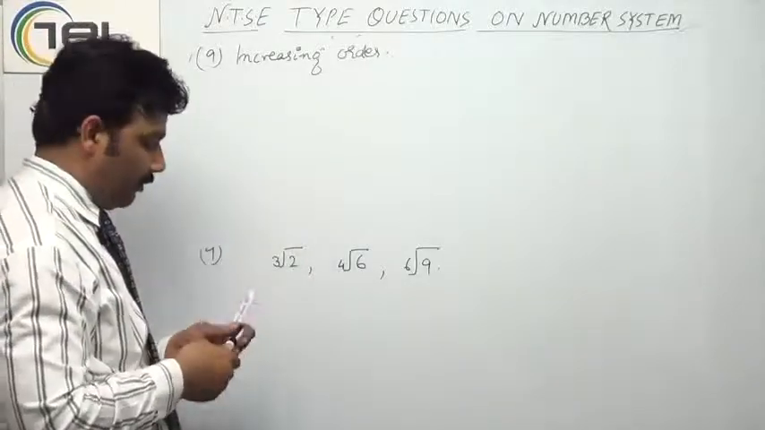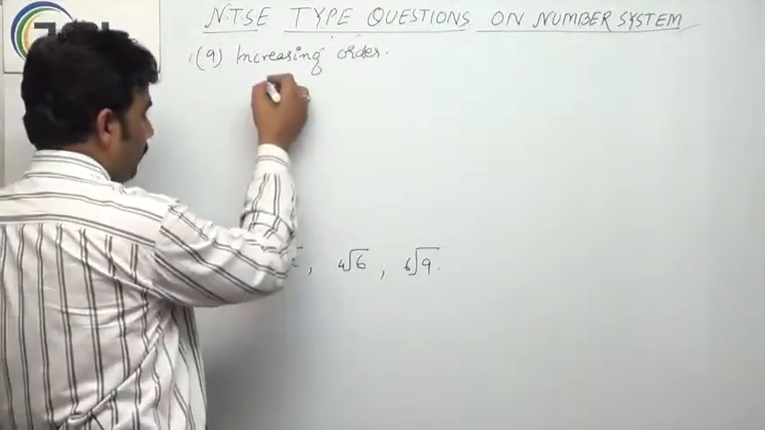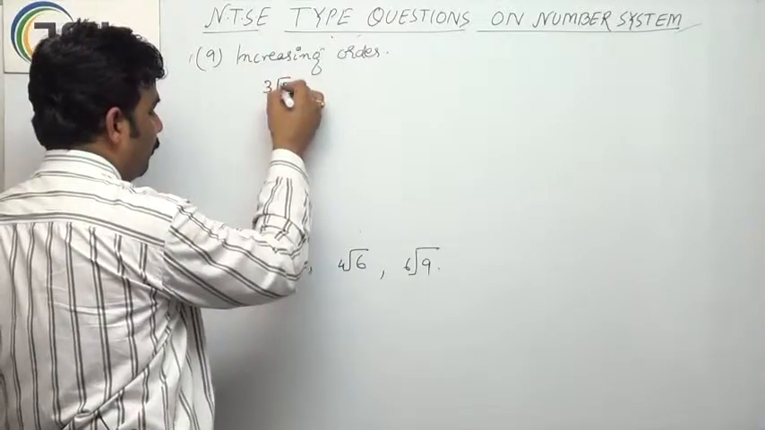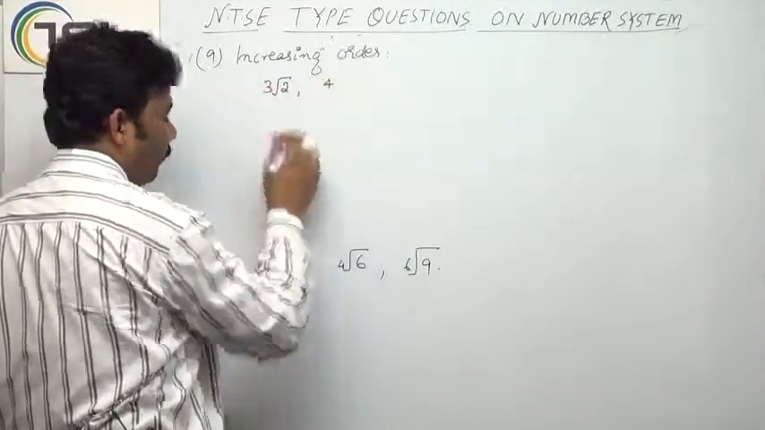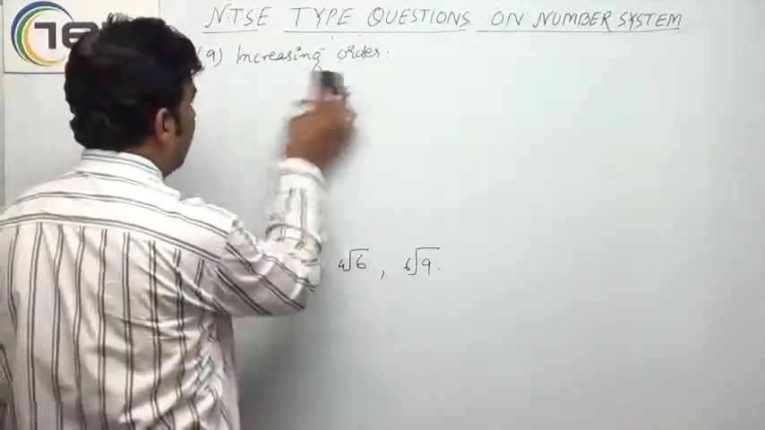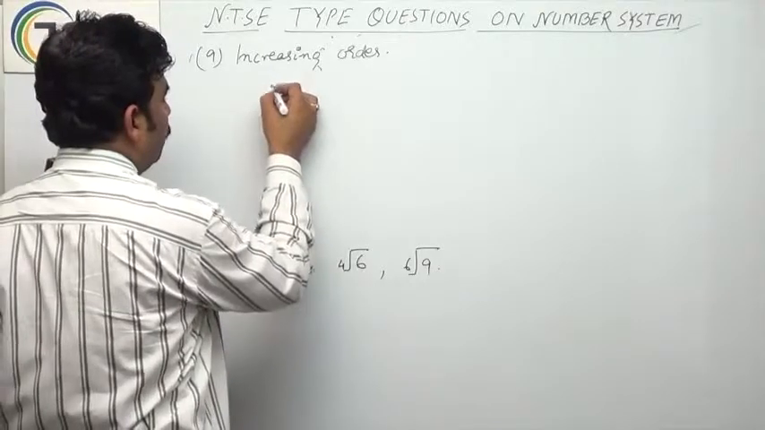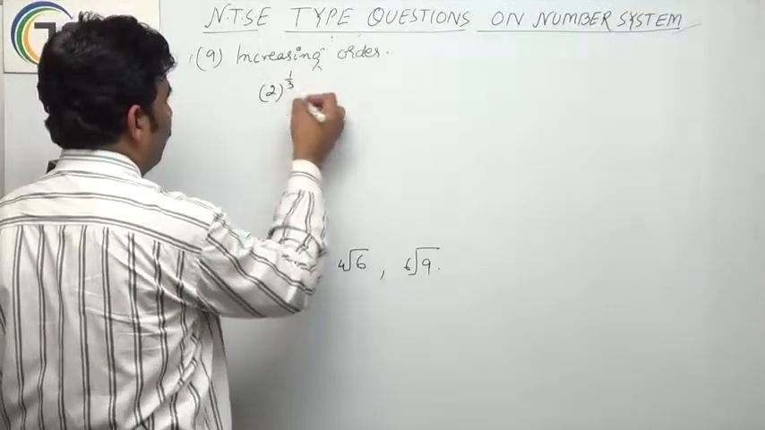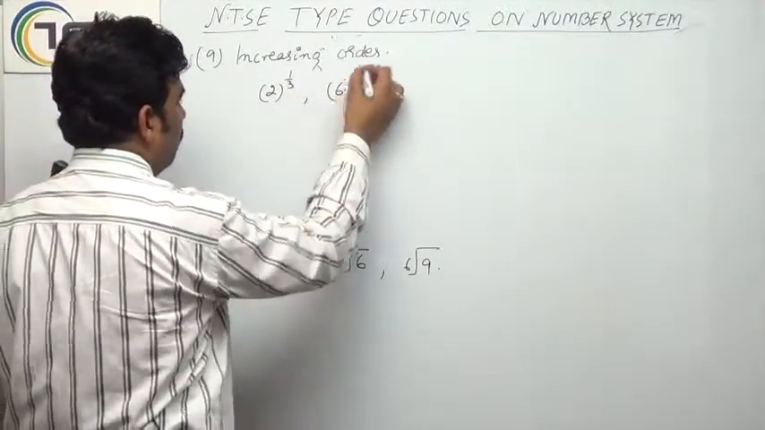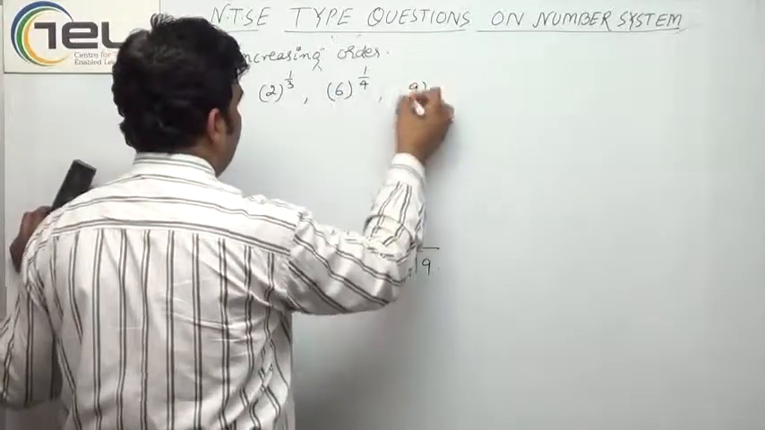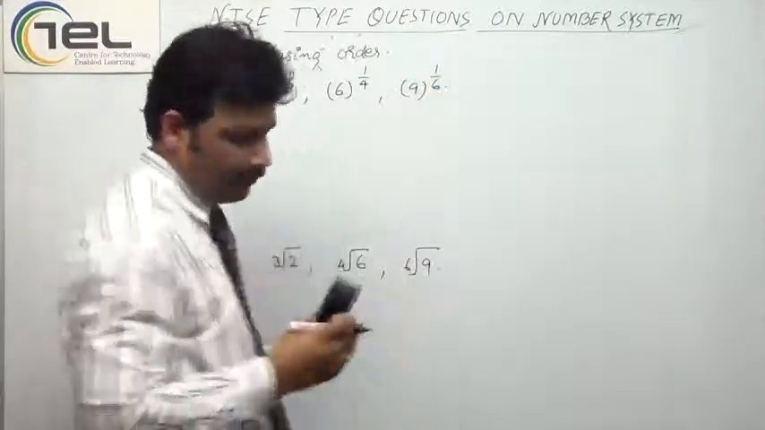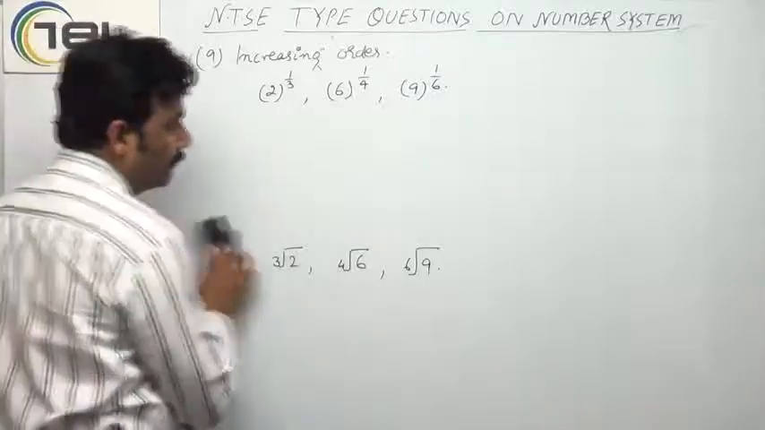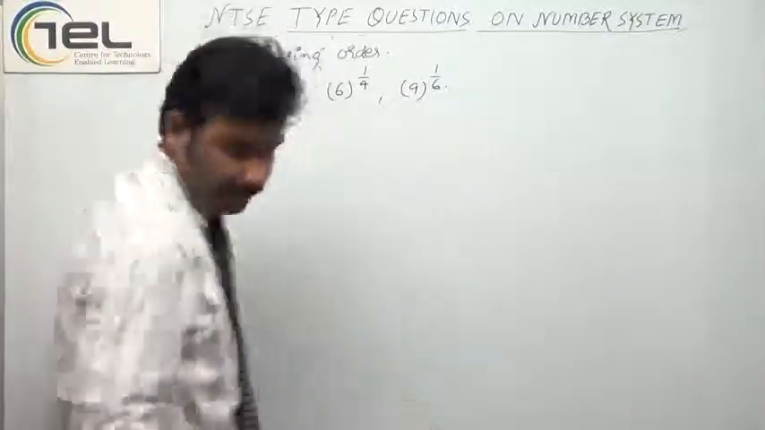Arrange them in increasing order. How will you arrange? The question is: square root of 3, cube root of 2... It's not 3 root 2. It is like this: 2 raised to the power 1 by 3, 6 raised to the power 1 by 4, and 9 raised to the power 1 by 6. So how to make them equal?